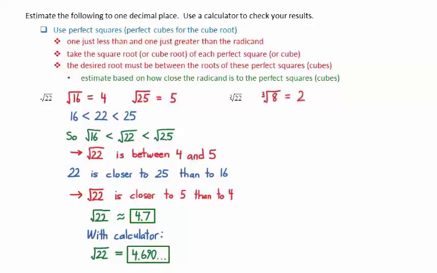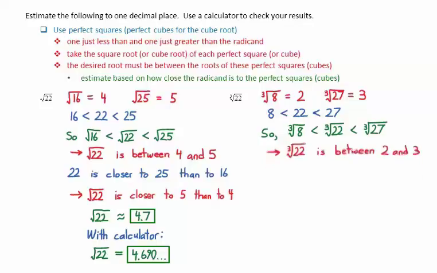For the cube root of 22, note that the cube root of 8 is equal to 2, and the cube root of 27 equals 3. Our radicand, 22, is in between 8 and 27. This means that the cube root of 22 is in between the cube root of 8 and the cube root of 27. So the cube root of 22 must then be between 2 and 3.